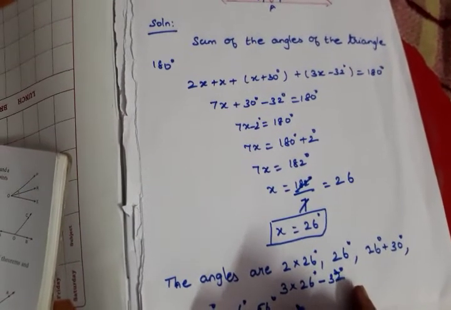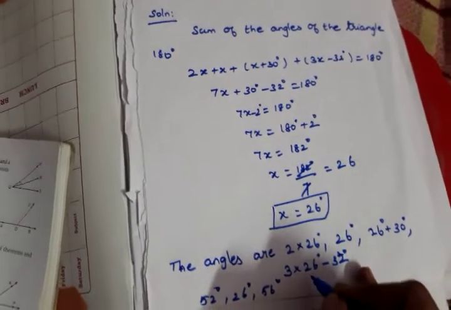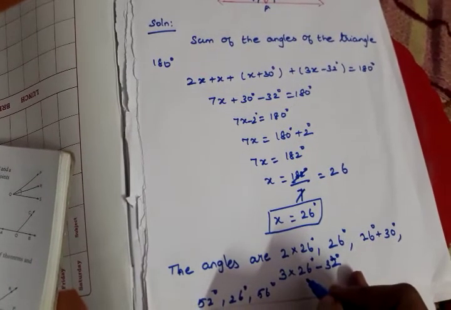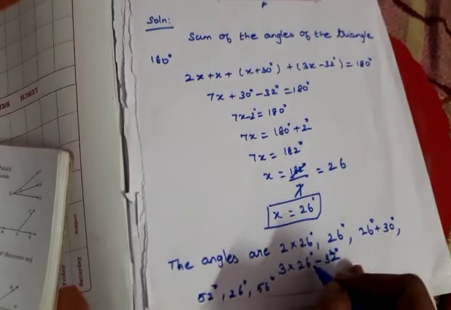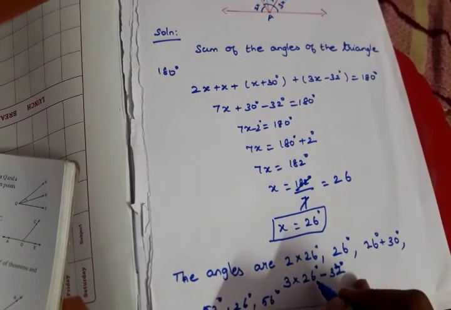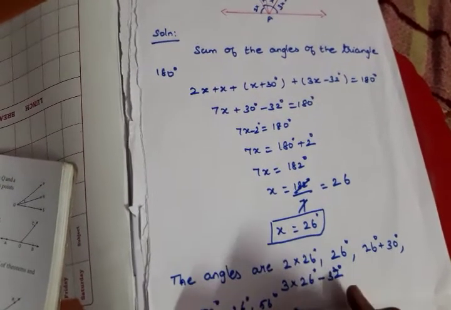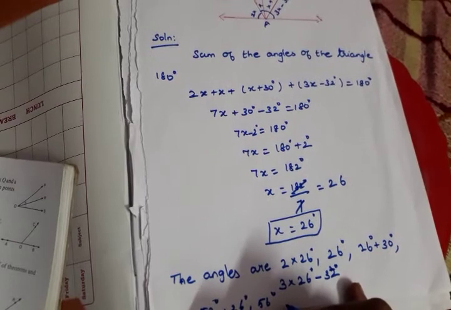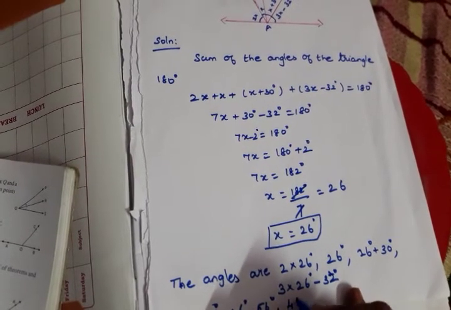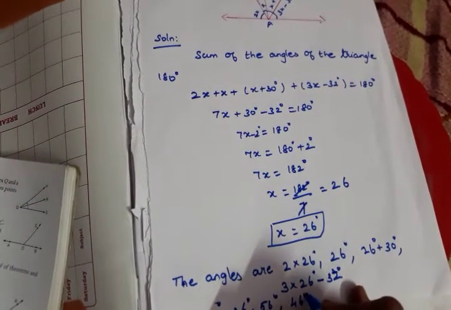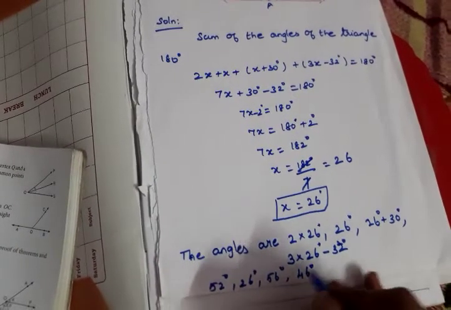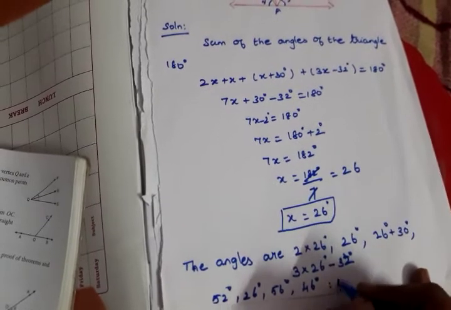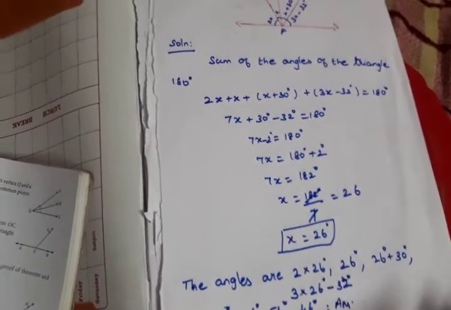Then 3 26s are 78 minus 32, 46 degree. So check it. So all the angles are added. We got a value 180 degree. So sum of the angles of the triangle is 180 degree. This one is the answer. Okay.